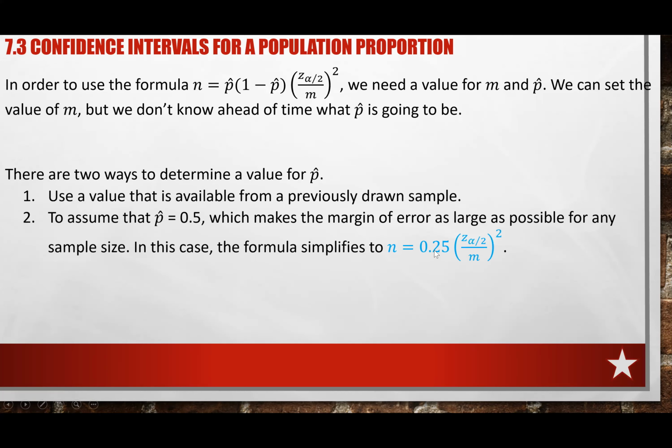So just to be short, if they don't give us the p hat, we will use this fixed number 0.25. Okay. If they give us the p hat, we just plug into this formula. So everything is the same, just that instead of plugging in the p hat, we plug in 0.25.